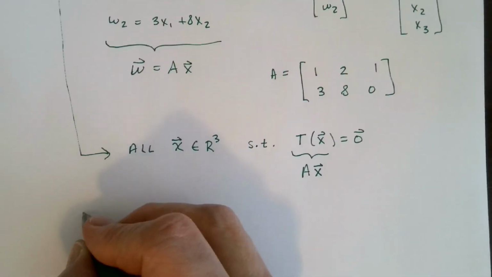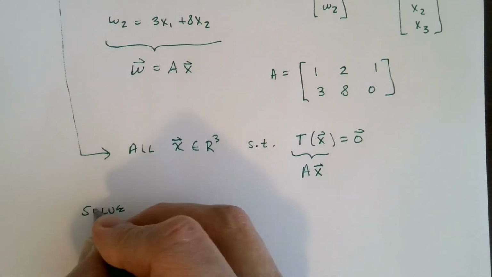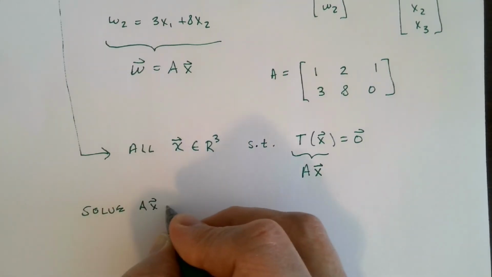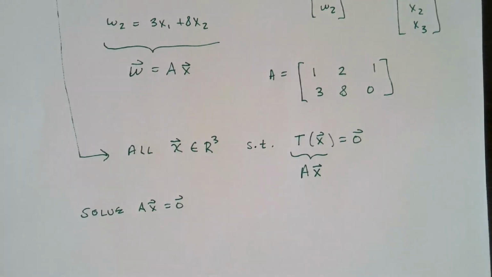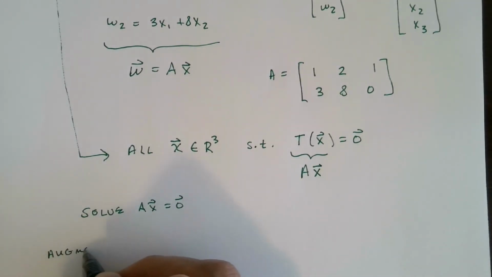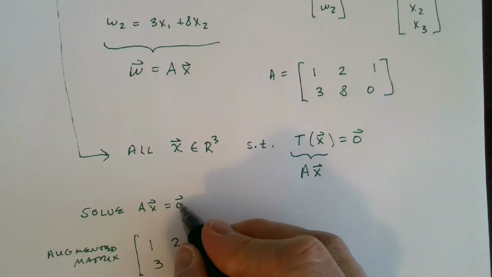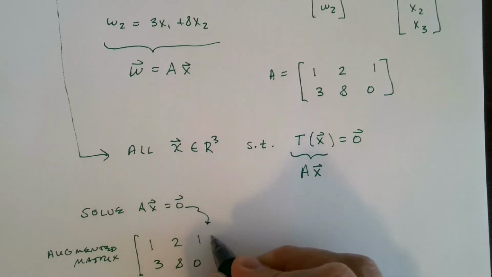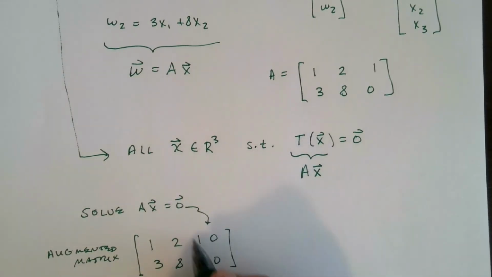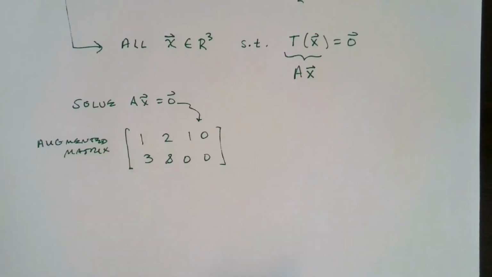So how do we solve AX equals 0? Well, go back to the good old days. We're going to look at the augmented matrix, which is what? A is 1, 2, 1, 3, 8, 0, and then we add on the constants. The constants go here. So again, this is the A, and these are the constants. That's our augmented matrix.